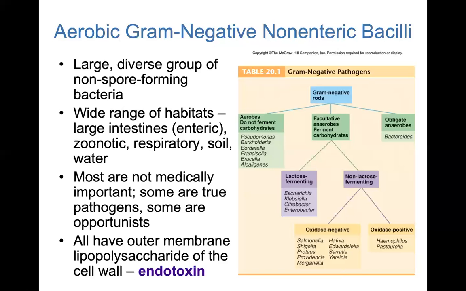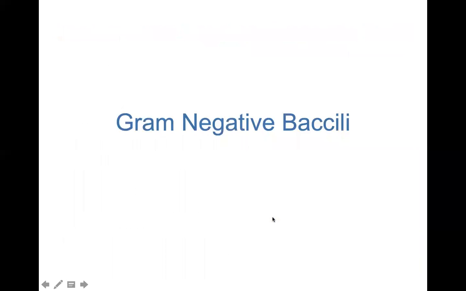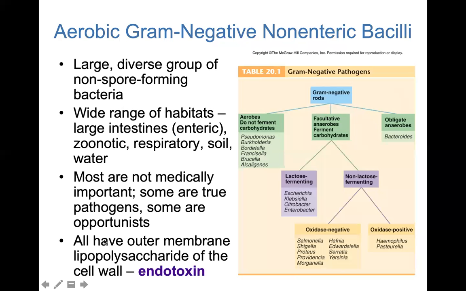If you were in lab, we'd be doing a whole bunch of tests on these, and these are the tests here, more or less. We'd be doing all these biological tests in tubes, which is a little bit passé or old school. They don't really do that anymore, but they're still on board, so we still do it. So these are a large, diverse group of non-spore forming bacteria. If they're non-spore forming, they're probably generally easier to kill.